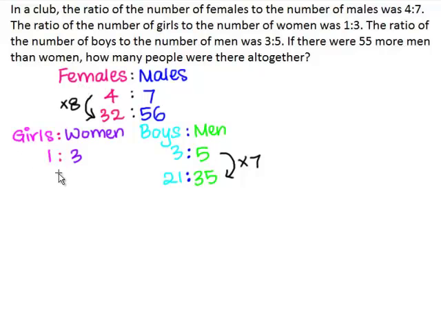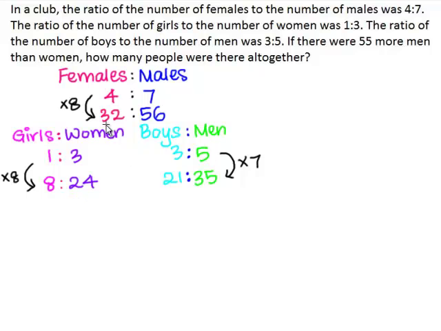The sum of units for the girls and women was equal to the number of units for the females at first. For the sum of units for girls and women to be equal to the number of units for the females, we will multiply it by the same number, which is 8. 1 times 8 is 8, and 3 times 8 is 24. Now the sum of units for girls and women is 8 plus 24, which is 32.